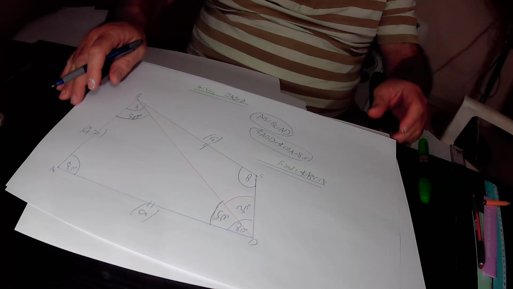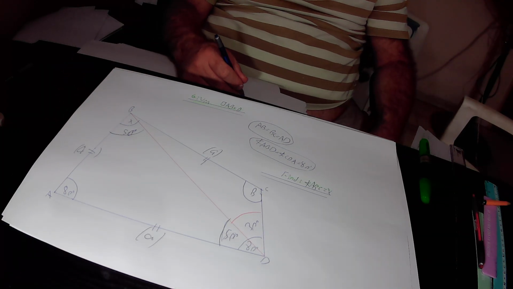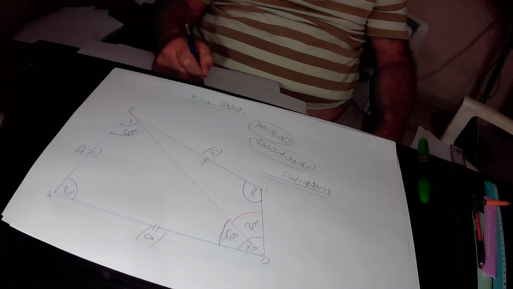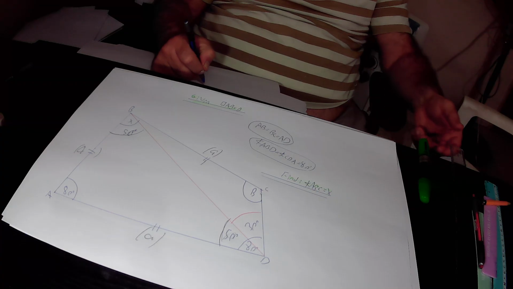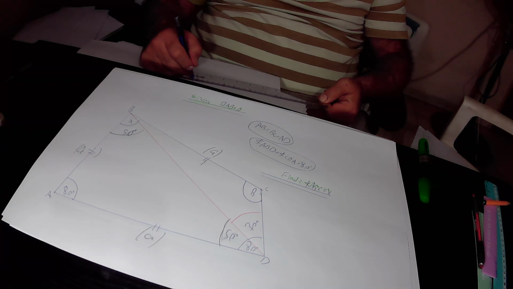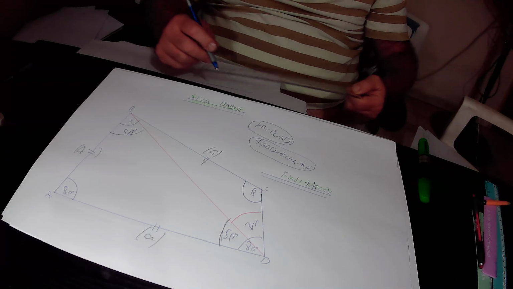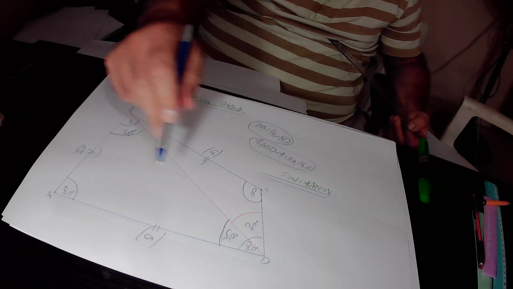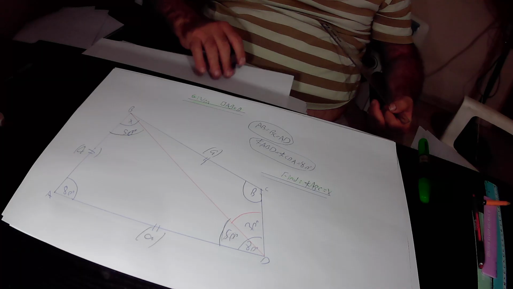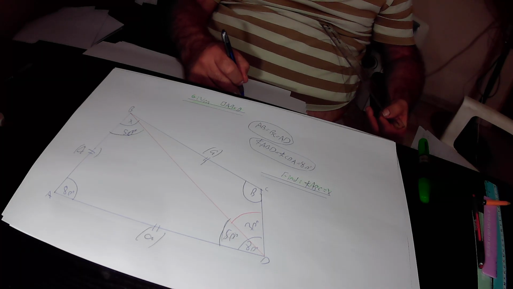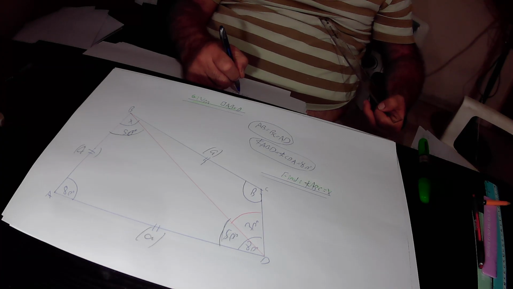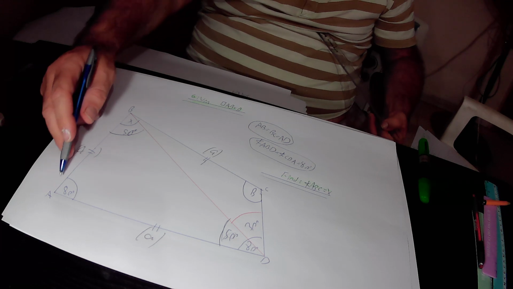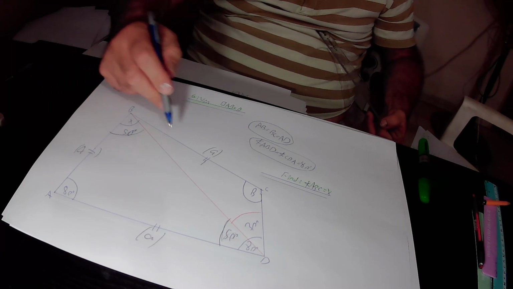In triangle ABD, according to the law of sines, BD over sine 80 degrees equals AB over sine 50 degrees.